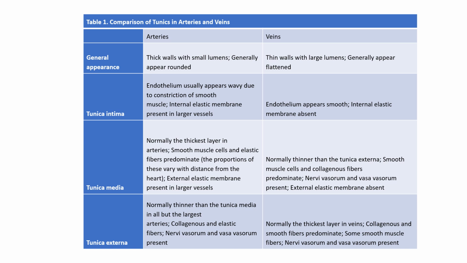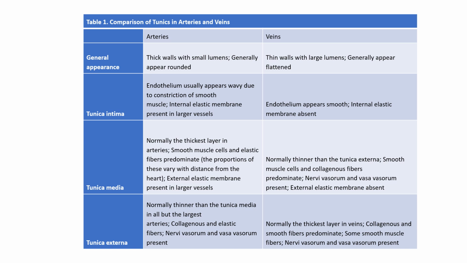Tunica media in arteries is normally thicker, and smooth muscle cells and elastic fibers are very predominant. But in veins, it is normally thinner than the tunica externa. Smooth muscle and collagen fibers are present and the external elastic membrane is absent.